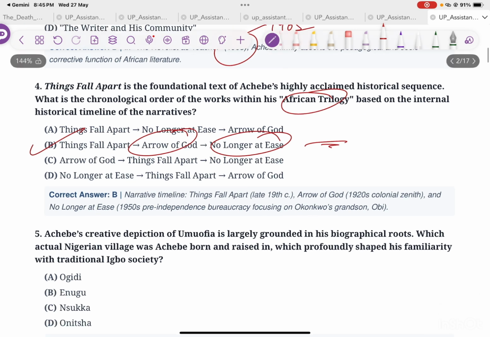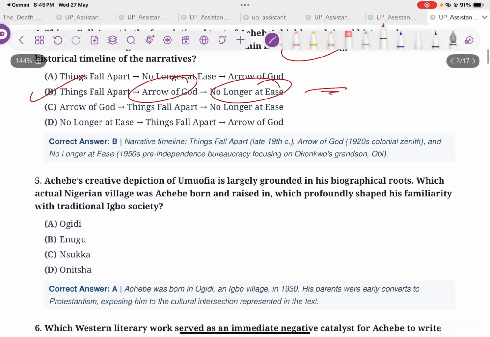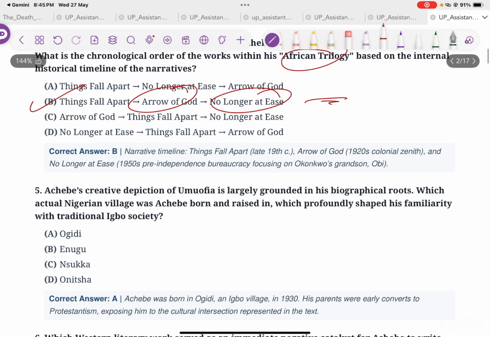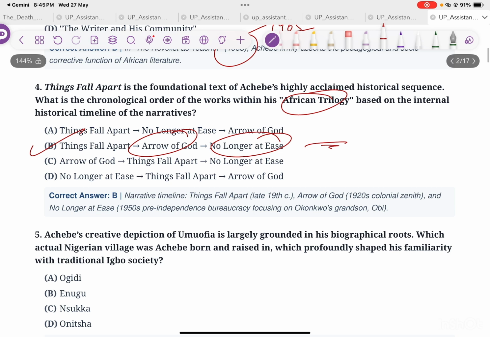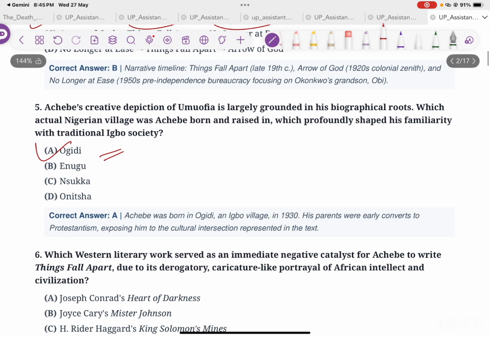Now, Achebe's creative depiction of Umuofia is largely grounded in his geographical roots. Which actual Nigerian village was Achebe born and raised in, which profoundly shaped his familiarity with traditional Igbo society? Ogidi. Okay, you have to remember this.